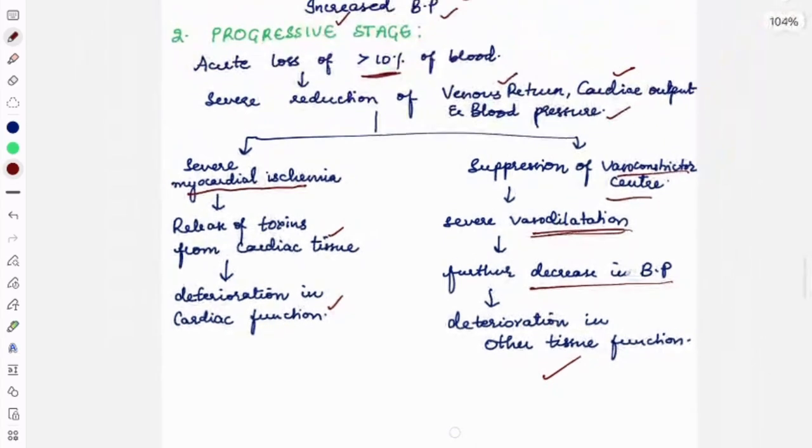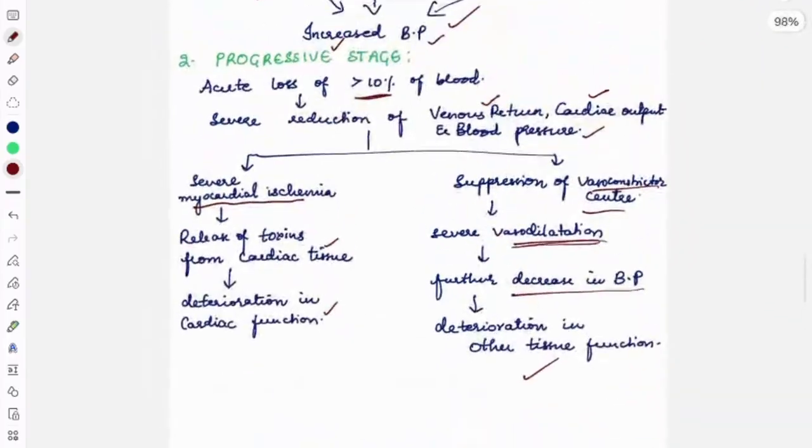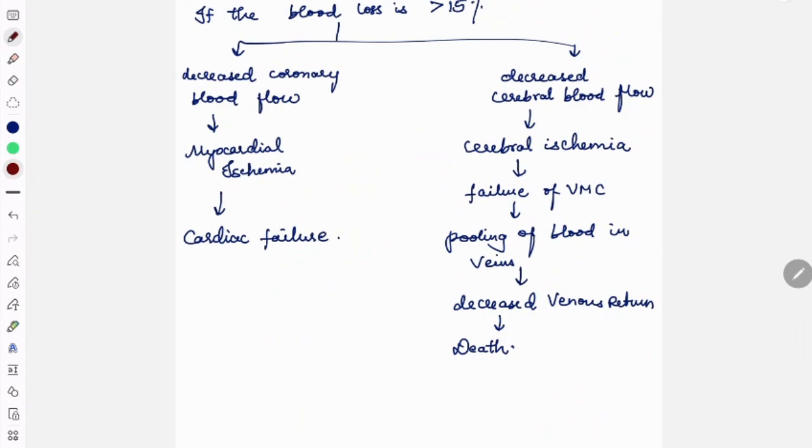Okay, this is what happens in the progressive stage. Now the last stage of shock is the irreversible stage. In this stage, nothing can be compensated, because the blood loss is more than 15%, so this is very severe and cannot be compensated. This is called the irreversible stage. What happens in the irreversible stage?